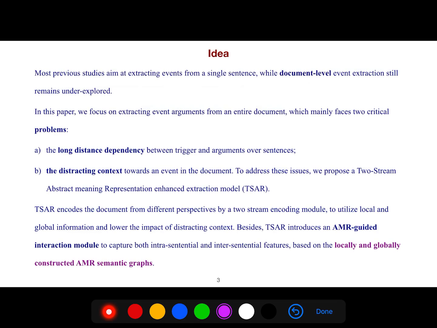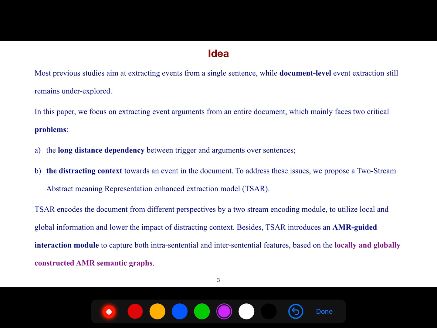Most previous studies aim at extracting events from a single sentence, while document-level event extraction still remains underexplored. In this paper, we focus on extracting event arguments from an entire document, which mainly faces two critical problems: the long-distance dependency between trigger and argument over sentences, and the distracting context towards an event in the document. To address these issues, we propose a two-stream abstract meaning representation enhanced extraction model. It encodes the document from different perspectives by a two-stream encoding module to utilize local and global information and lower the impact of distracting context.